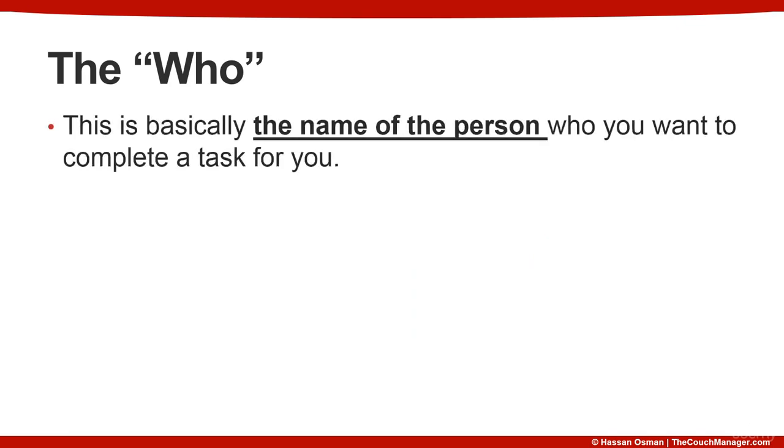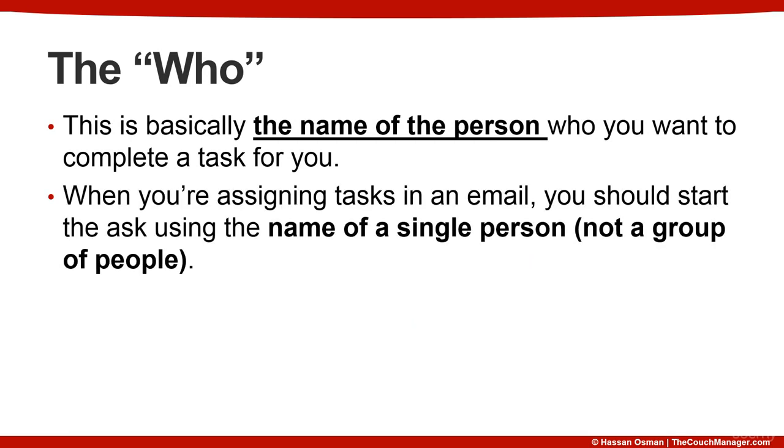So let's start with the first W, and that's the who. And this is basically the name of the person who you want to complete a task for you. And when you're assigning tasks in an email, you should start the ask using the name of a single person and not a group of people.